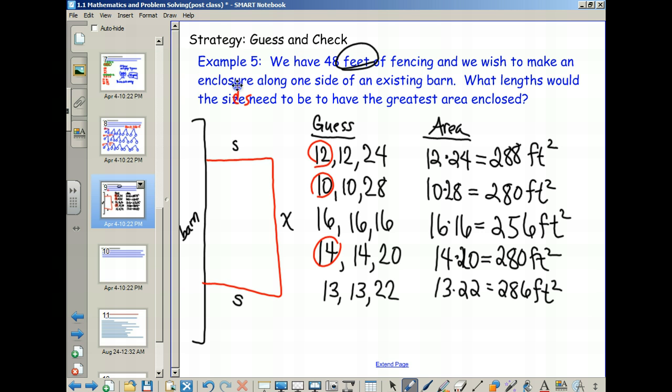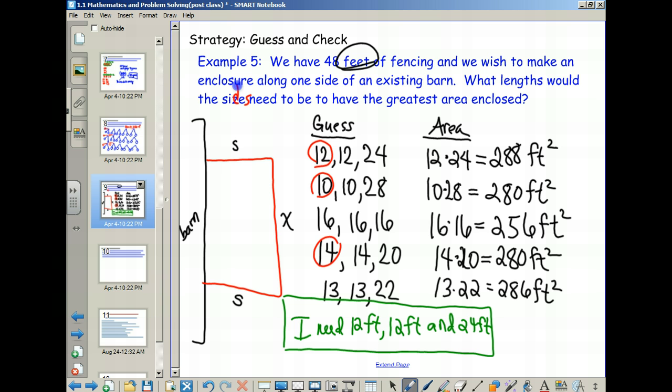What are the lengths of the sides, if I've written it right? So I need 12 feet, 12 feet, and 24 feet. And all I did was guess and check, but I kept track of what I was getting on each check.